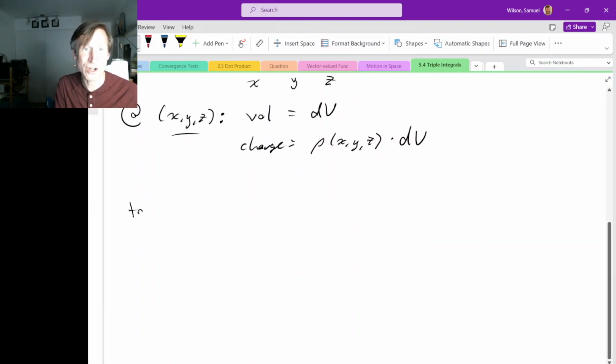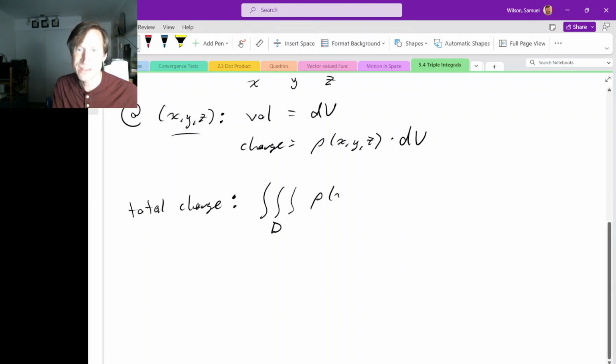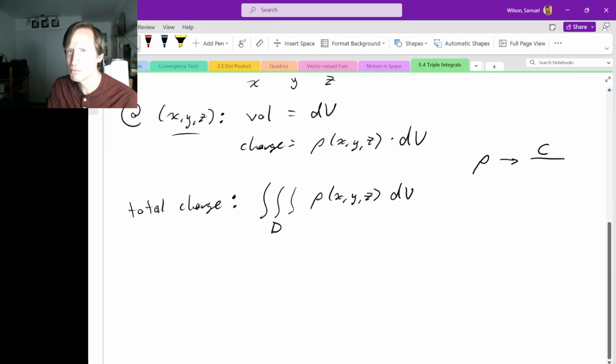And then the total charge, well, you just take all the little bits of charge and add them up. So integrate over that region our charge density function, dV. Okay, I guess the units for this charge density would be something like coulombs per cubic centimeter, right? Charge units per volume unit, whatever charge and volume unit makes sense in your situation.